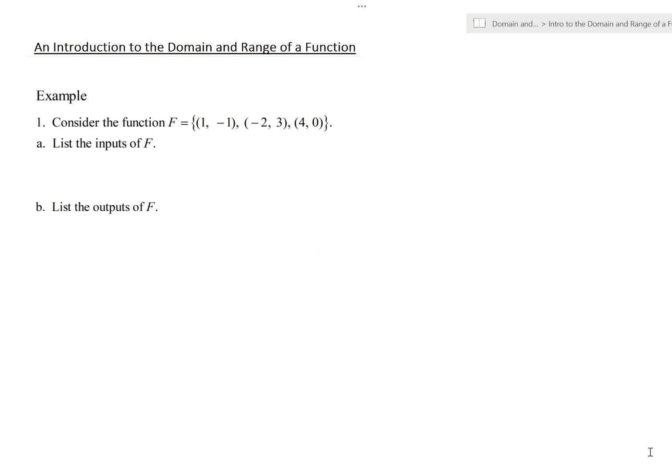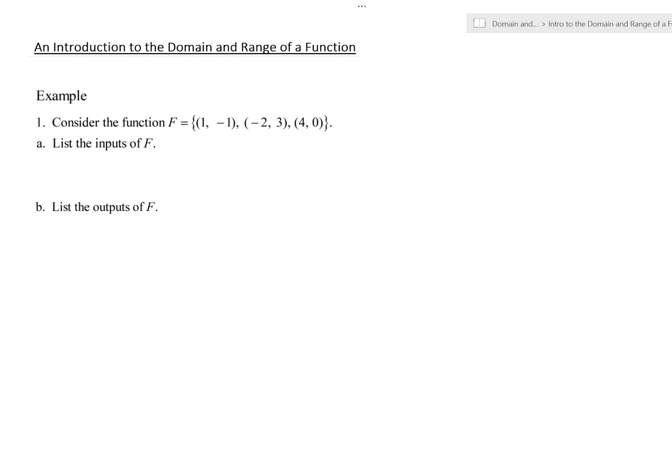So here we go. We're going to start with the example you see on the screen. We are given a function big F. Here is the collection of ordered pairs that we see. The ordered pairs being (1, -1), (-2, 3), and (4, 0).